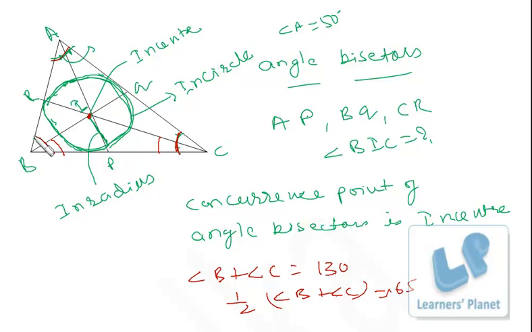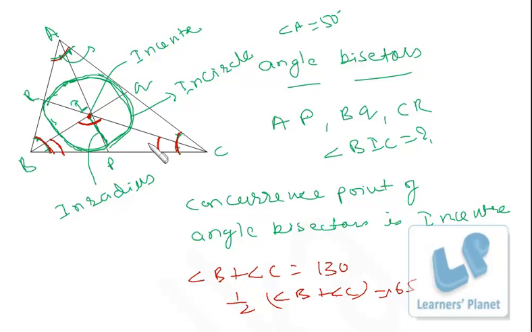Okay, do not get confused. This is the complete angle, this is the complete angle. Half of this plus half of this is 65 degrees. Now further we have a triangle BIC. So if this angle is 65 degrees, this angle is 65 degrees, total it is 130 degrees. So this must be 50 degrees.